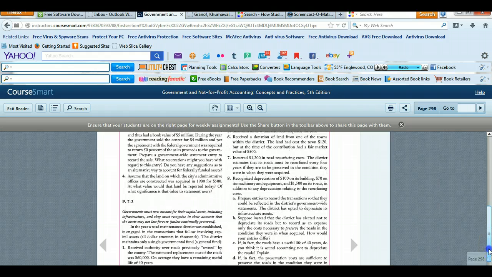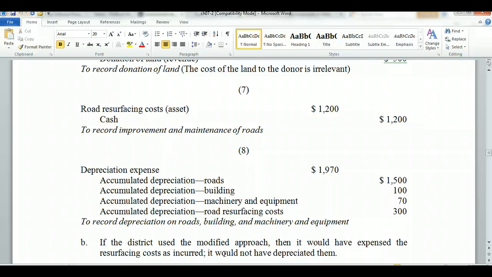Then it asks us to record the depreciation. Again, we're dealing with government-wide, so we will show depreciation of $100 on the buildings, $70 on machinery, $1,500 on the roads, plus anything for resurfacing costs. So as you'll see, we'll have a depreciation expense. We'll be crediting all our various accumulated depreciations. It gives us the roads, building, machinery, and equipment.